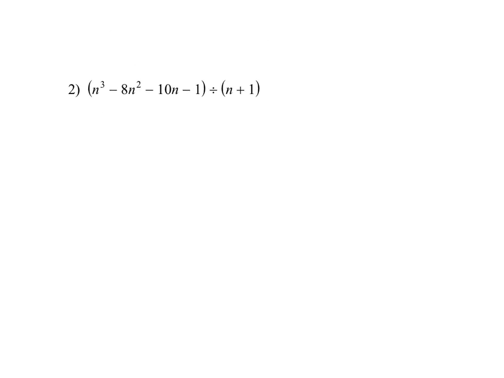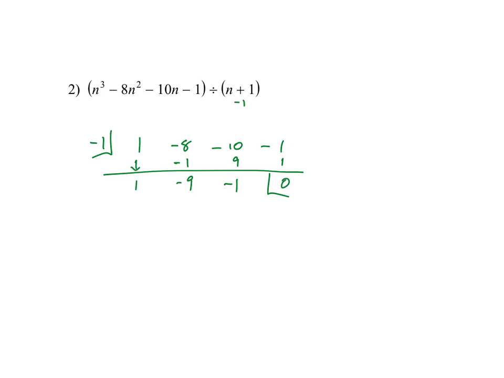That's number 2. So again, I'm going to start with my opposite right here, which is -1. So -1 right here, then 1, -8, -10, -1, only the coefficients. So I'm bringing down the 1. 1 times -1 is -1. -8 plus -1 is -9. -9 times -1 is +9. And -10 plus 9 is -1. And -1 times -1 is +1. So this is 0.